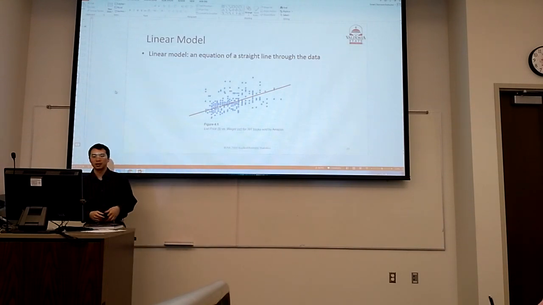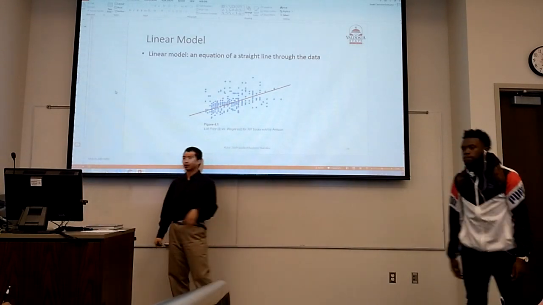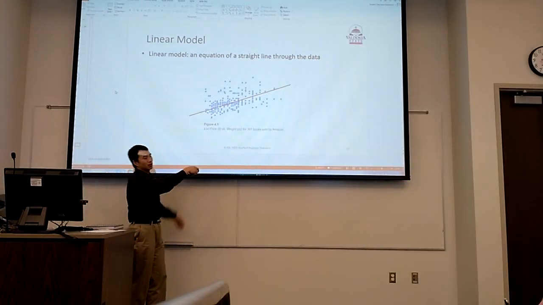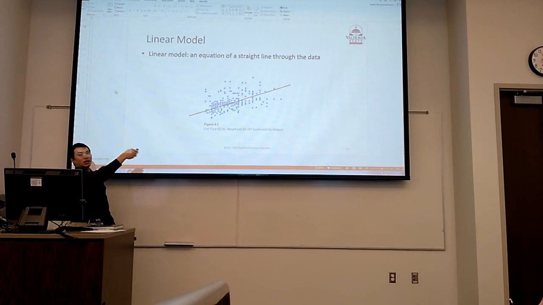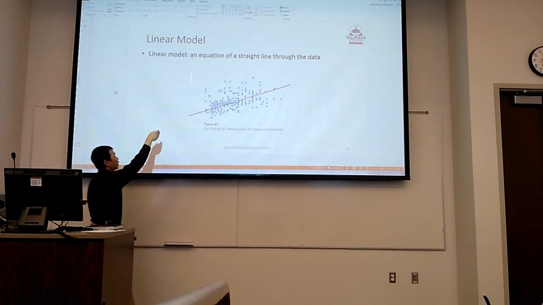In the Tuesday class, we said there's a form called linear. So this is a linear model. We have this bunch of data. If we consider this as a scatter plot, we have a horizontal axis and a vertical axis.